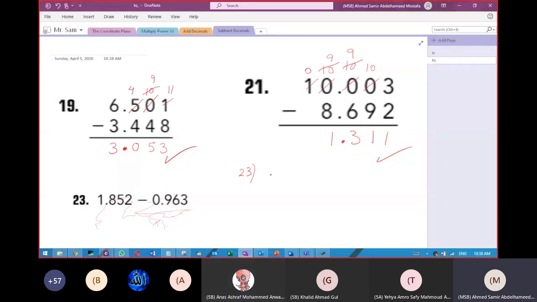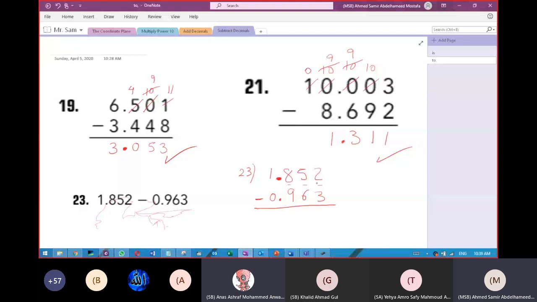Okay, so it's 1.85, 852 what? I don't know. 852 thousandths. Thousandths? How many digits do we have here? 1, 2, 3. So if 3 digits after the decimal point, it's called thousandths. As we discussed before, we learned about decimals at the beginning of the year. I know, but you asked me what it is. So you know. Okay. So it's minus 0.963.